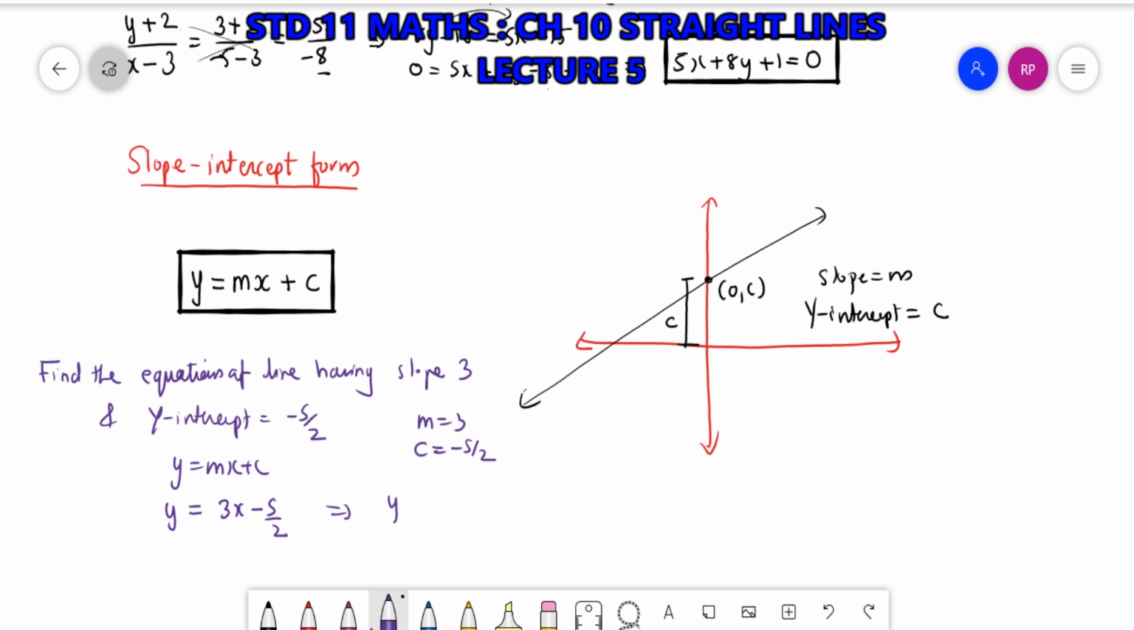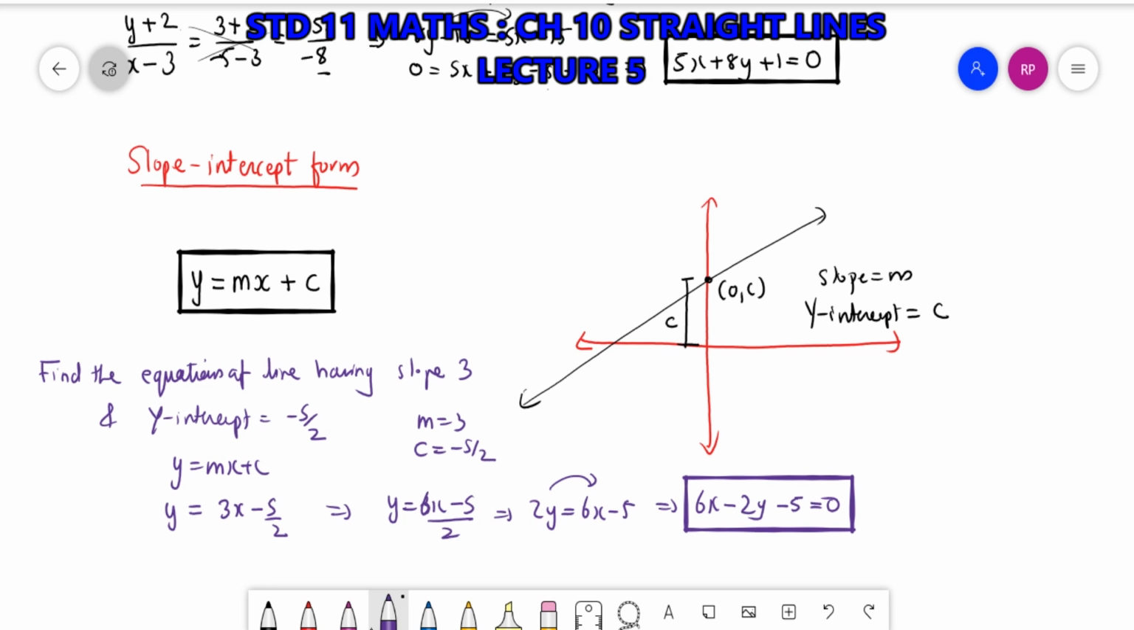Let's take LCM. 3x means 6x over 2, so y equals (6x minus 5) upon 2. 2y equal to 6x minus 5. So the equation will be 6x minus 2y, taking to the other side, minus 5 equal to 0. This is the equation of the line that I have found using slope intercept form. Remember, in slope intercept form, the y-intercept is given and the slope is given, and that is y equal to mx plus c. That is the equation of the line. Clear? So this is about slope intercept form. Just note it down.